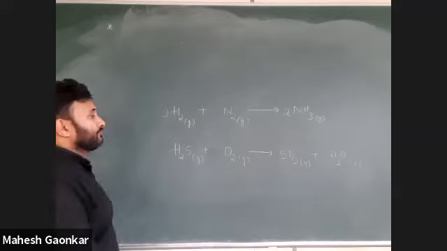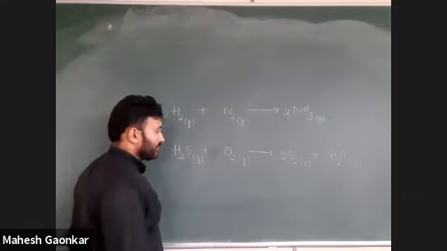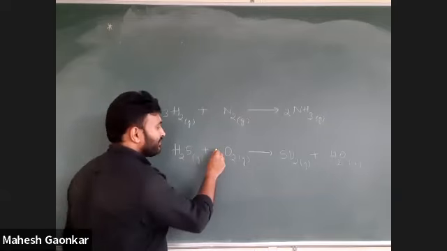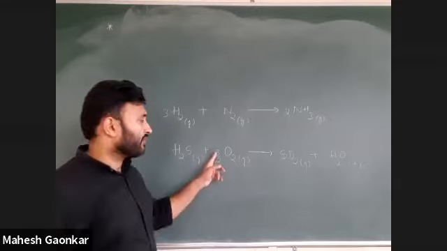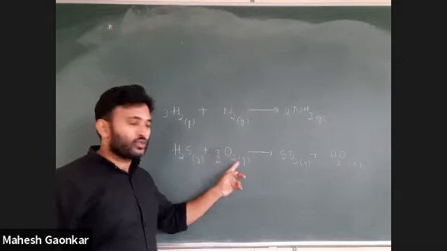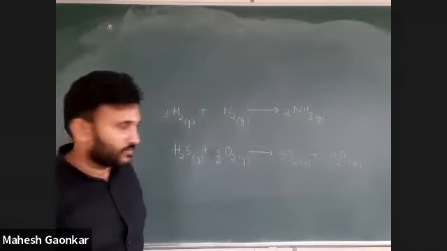Right? So how many oxygen atoms we could write? We can directly write 3 by 2. 3 by 2 is nothing but 1.5. 1.5 to 2 is nothing but 3. So 3 oxygen atoms, 3 oxygen atoms.